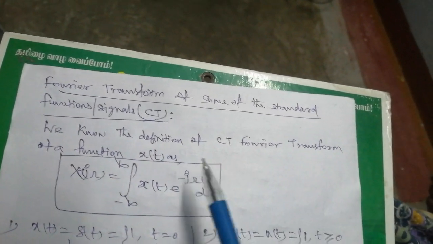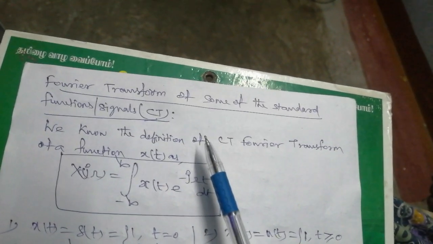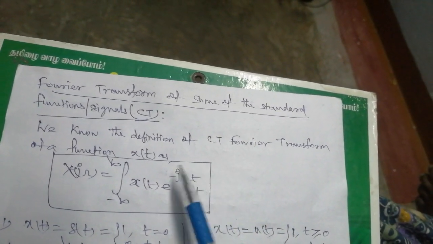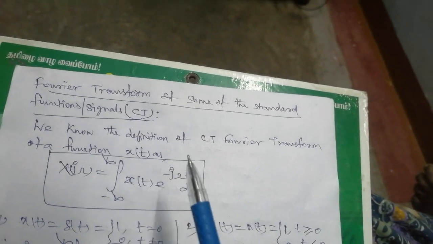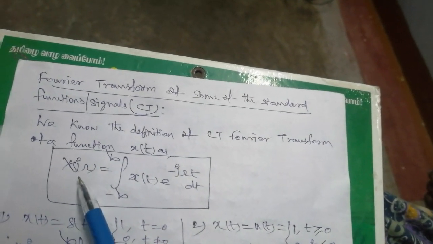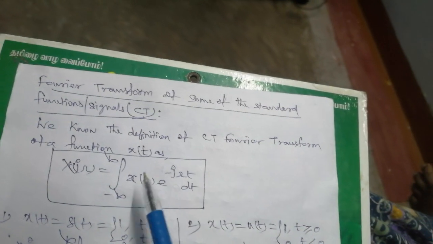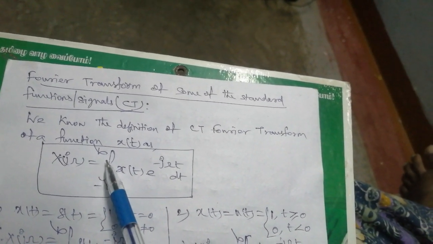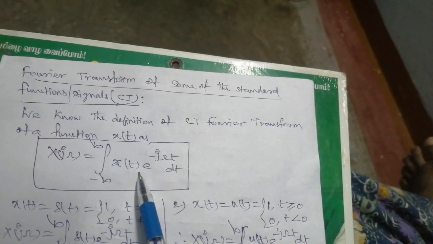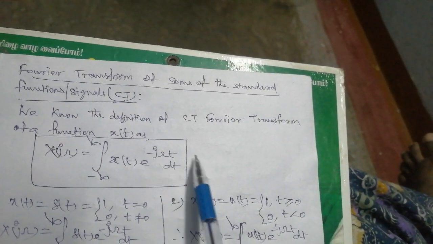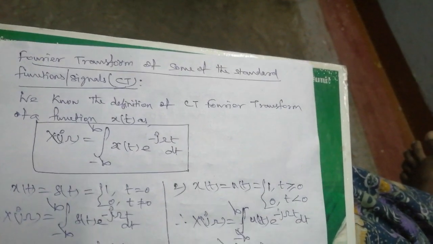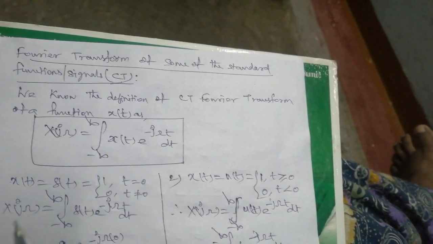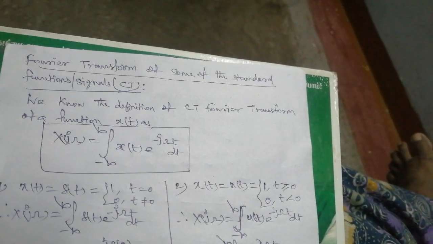So we know very well the Fourier transform definition for a continuous time function. If the function is x of t, then it is defined as capital X of j omega, which is the integral from minus infinity to plus infinity of the given function x of t into e power minus j omega t dt. This is the formula for finding the continuous time Fourier transform of any of the functions.